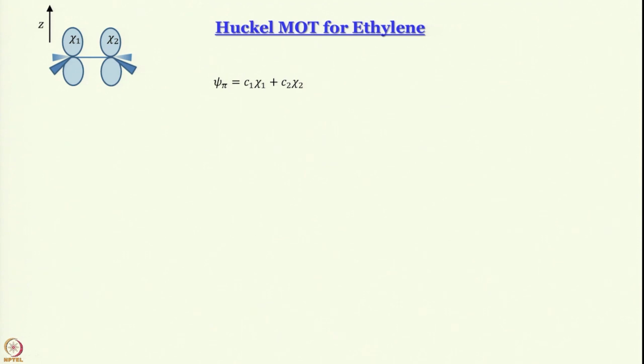What do I do next? Next, I should write the Schrodinger equation. I have not written it here, but I will write it and erase it again. So, essentially I write the Schrodinger equation: H (C1 chi1 plus C2 chi2) is equal to E (C1 chi1 plus C2 chi2). Then what do we do? First we left multiply by chi1, remember. So, what do you get?